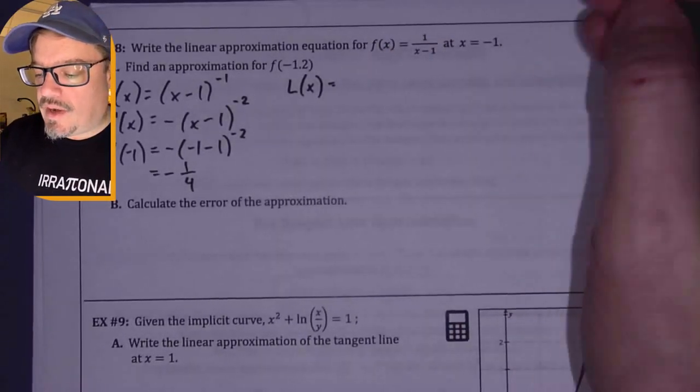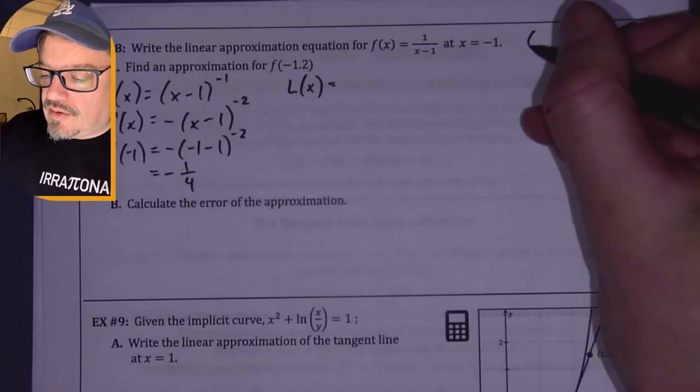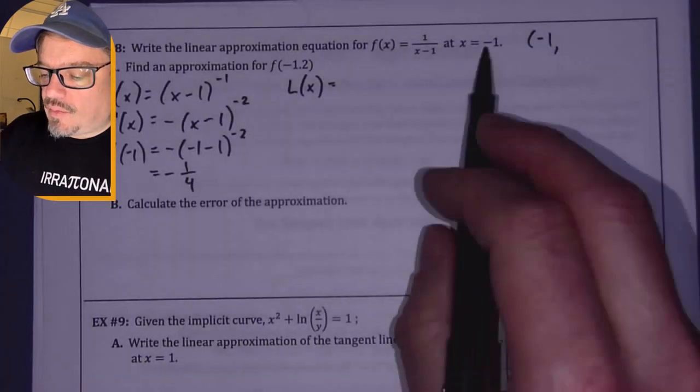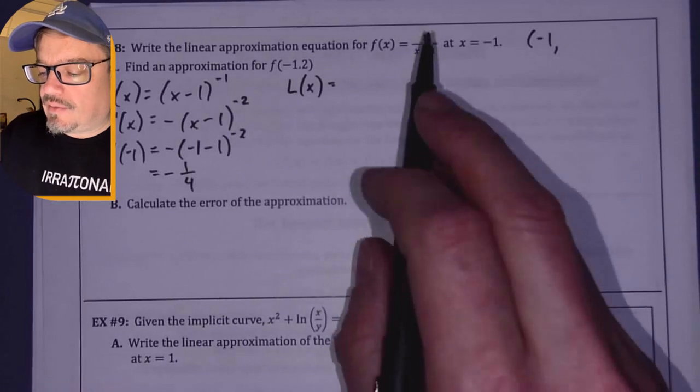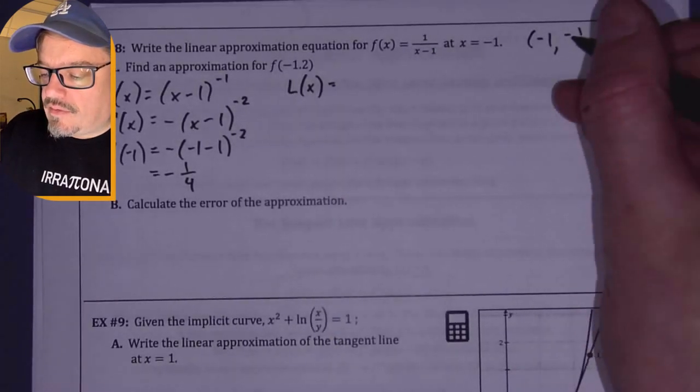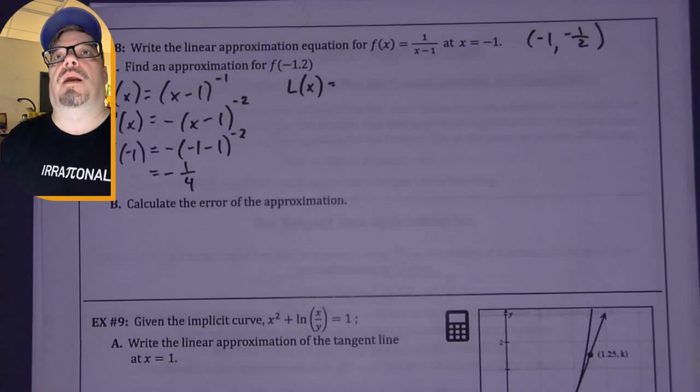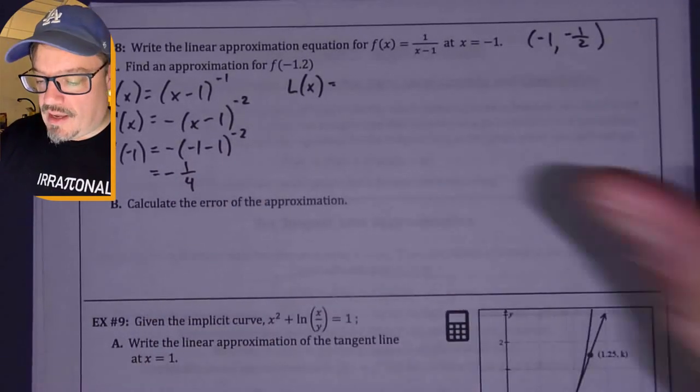And what I want to do is get the point. Okay, so I know that negative 1 is the x value, but when I plug it in, I get 1 over negative 1 minus 1, that's negative 2, so that would be negative 1/2. Okay, so that's my point. I got my slope, got my point, I'm all set.